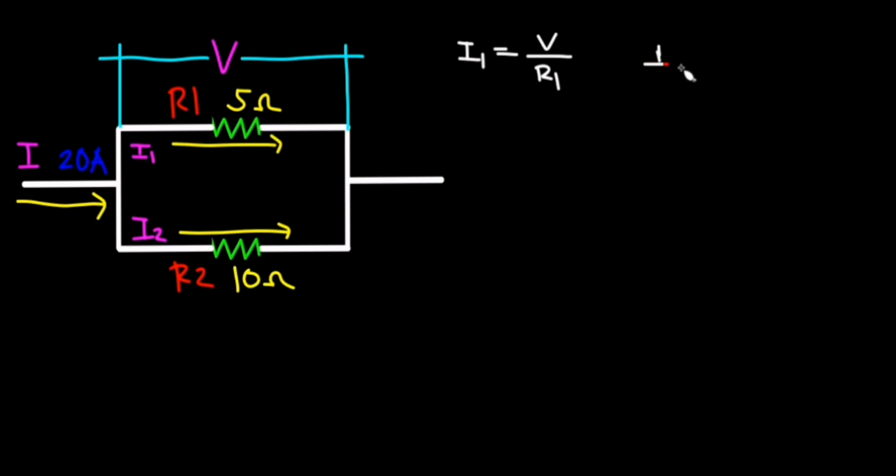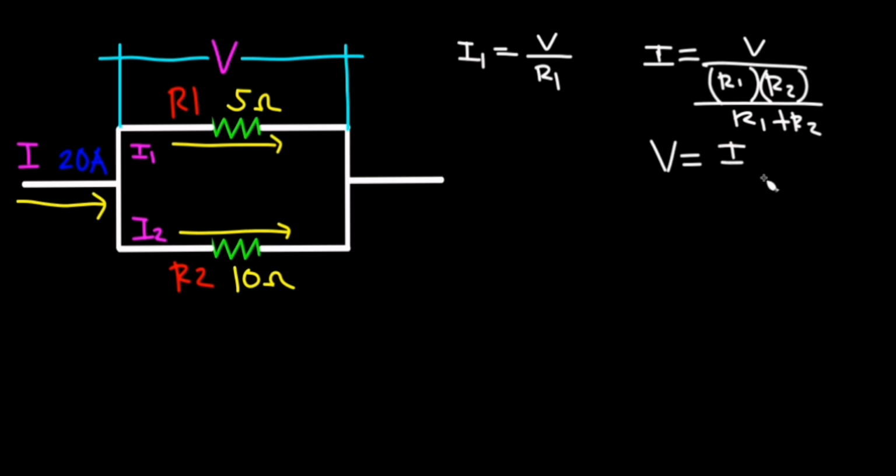Total current I is equal to V over the total equivalent resistance for two resistors in parallel, which is the product over the sum of the two resistors: R1 times R2, all over R1 plus R2. And let this be equated to V, which is equal to I total times R1 times R2, all over R1 plus R2.